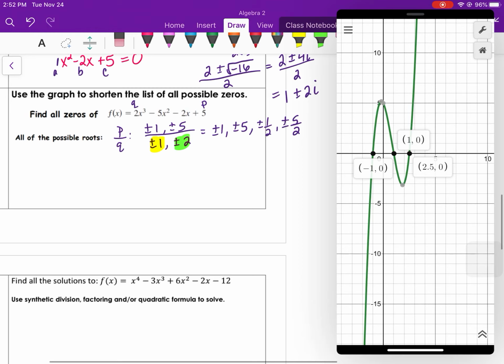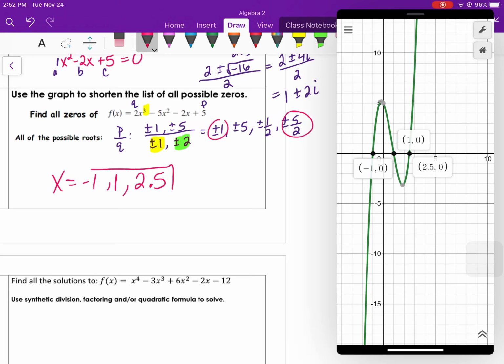So we can use the graph to shorten the list of possible zeros. This one has 3 real solutions, and I know it's a cubic function, and so I don't have to do any more solving. My solutions are all given to me here. I have x equals -1, which was a possible solution. x equals +1, which was also a possible solution. And my last solution was the 5/2, which is 2.5. So those are my 3 answers.